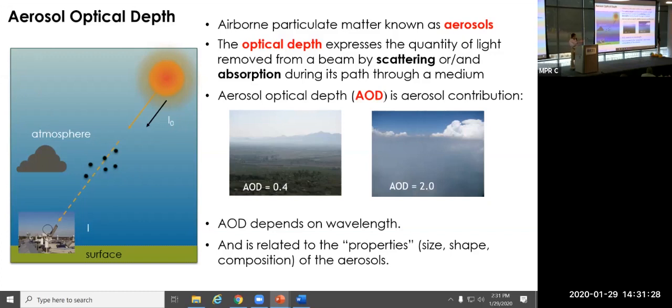These pictures give you a sense of what we mean visibly. With an optical depth of 0.4, you can see through and see the surface, but visibility in haze is definitely obvious. And an optical depth of 2 is like you can't see much at all. Another property is that optical depth depends on wavelength, and it's also related to the properties of the particles themselves, like the size, shape, and composition.